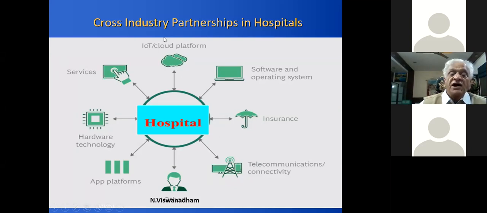Cross-industry partnerships in hospitals: there are services, cloud, software, operating systems, insurance, telecom connectivity, app platforms, APIs, and so on, and the people, doctors, and all that. Now if you want to judge a digital hospital, you judge it by the connectivity around it, how the cloud platform stores the big data, what other services you can get, telehealth, mHealth and so on, and what hardware technology it has. So the business angle of the hospital changes a lot by looking at this diagram.